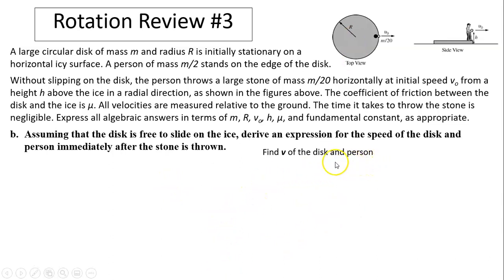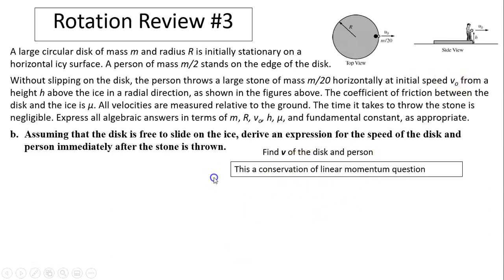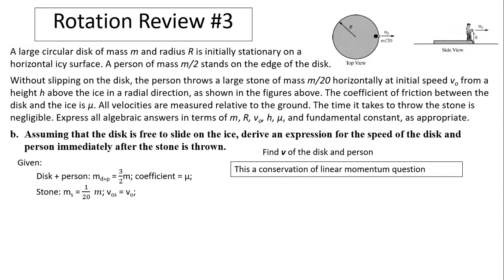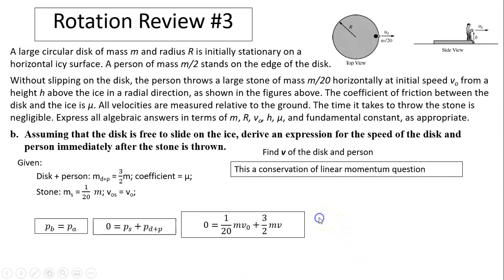So let's see what we know about the disk, the person, and the stone. For the disk and the person, we know the total mass. We know the stone's mass and the stone's initial velocity. This is obviously a conservation of linear momentum question. Total momentum before equals 0 because there is no net force on the whole system. The system consists of the stone, person, and the disk. All the forces are internal, between the stone and the person and the disk. So the total linear momentum before is 0, and the total linear momentum after has to be 0.